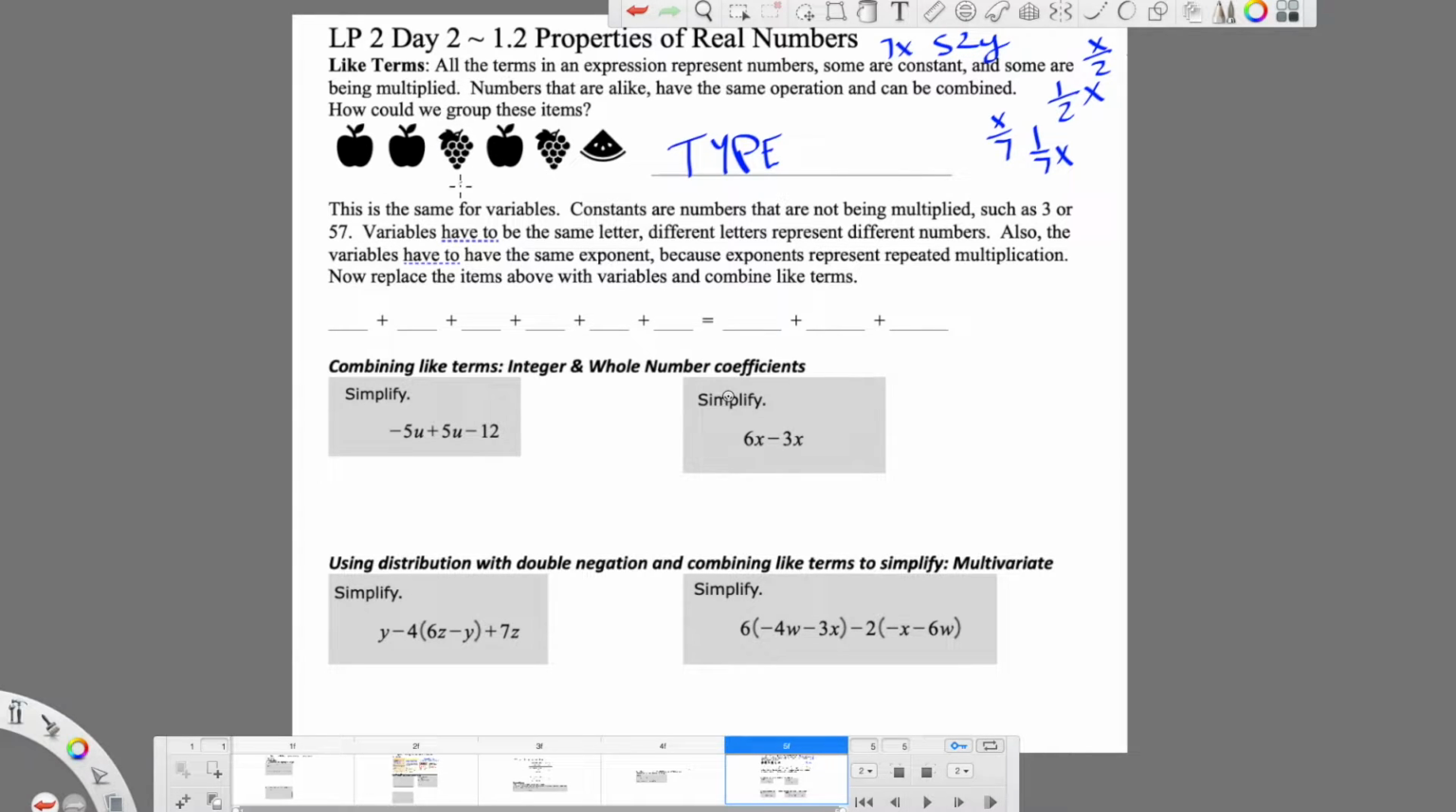So this is the same for variables. Constants are the numbers that are not being multiplied, such as 3 or 57. So same idea, kind of like 7 and 52 up here. Variables have to be the same letter, because different letters represent different numbers. So that's like up here where I had 7x and 52y.